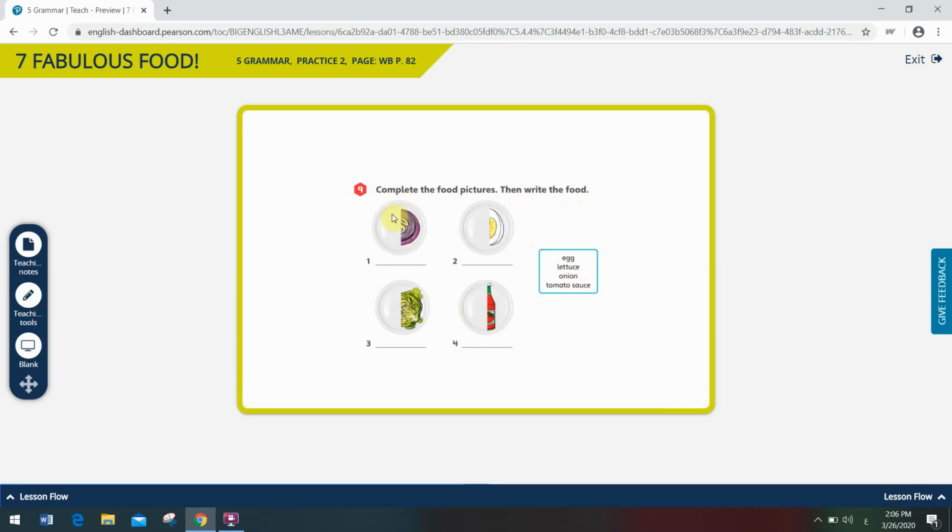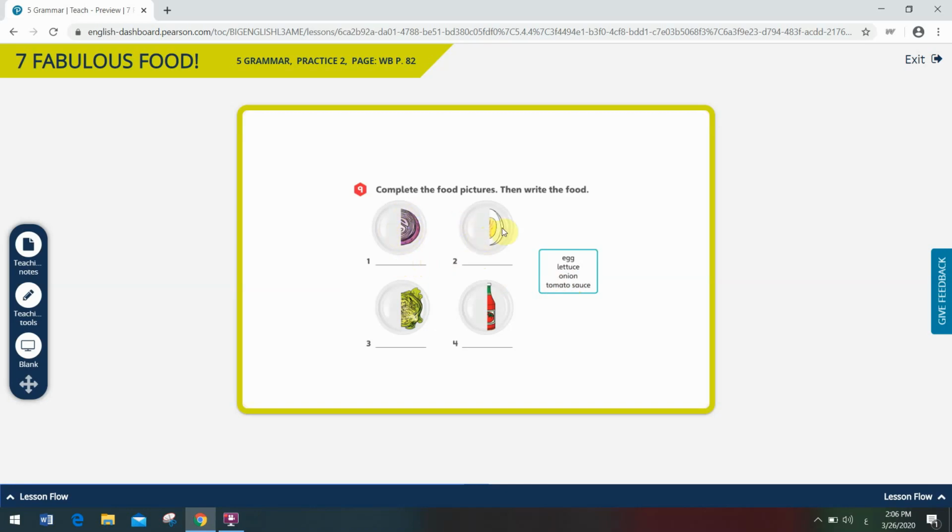First of all, you have to complete drawing the other half of these pictures. And then you have to write the name of the food. Let's start with the first picture. What do you think? What's this in the first plate? Is it egg? Is it lettuce? Is it onion? Is it tomato sauce? So what do you think? Excellent. So in plate number 1, it's onion. So you have to write here onion and then complete drawing this picture.